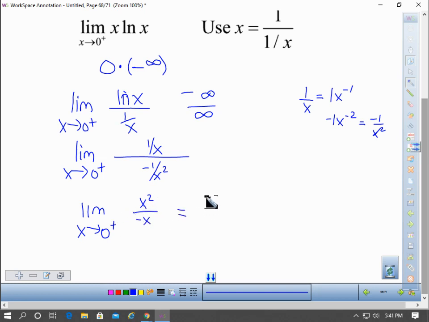And now we're just going to simplify this. The limit as x goes to 0 from the right. So we got x squared divided by negative x, so that's going to leave us with negative x. Okay? So now what happens when you plug a 0 in there? You get 0. All of that for the answer 0. Okay?